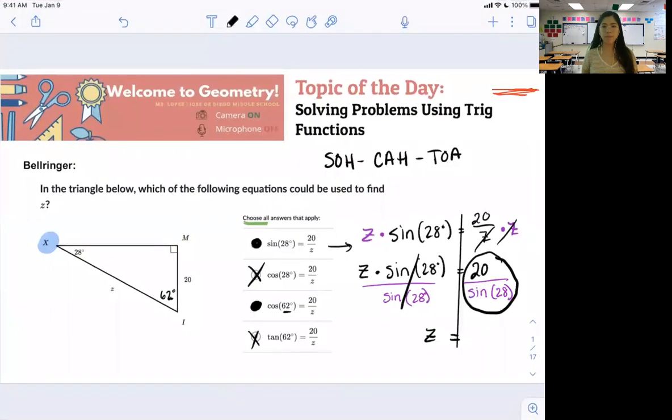Okay. Back to it. So we got, what did we get? 42.6? 42.6.